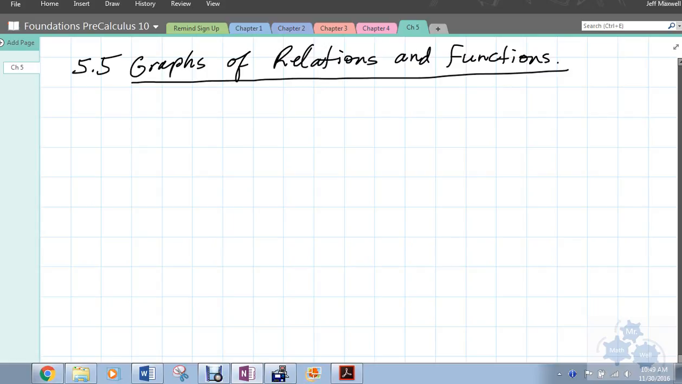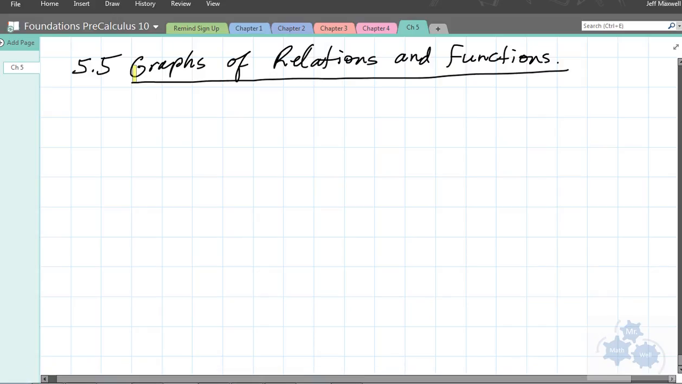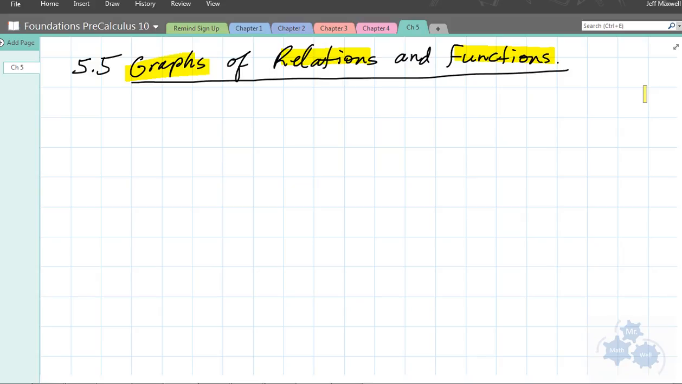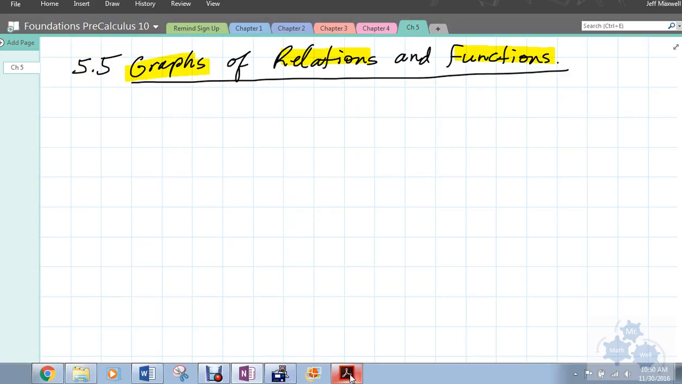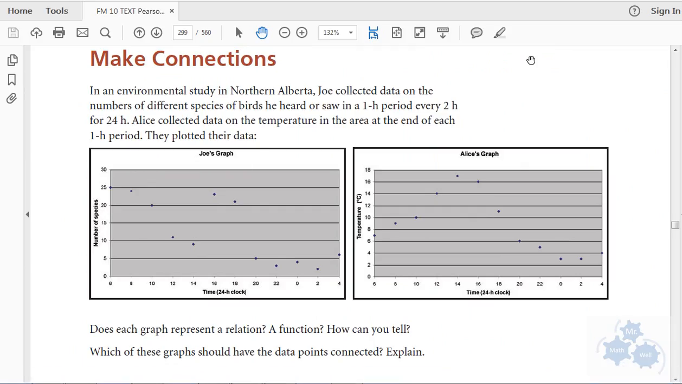All right, so Foundations of Math 10, section 5.5, we're going to talk more specifically about graphs of relations versus graphs of functions. I'm going to take a look at some properties, take a look at what they look like. This is from your textbook here, and it gives two graphs.